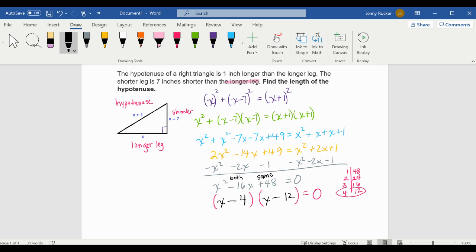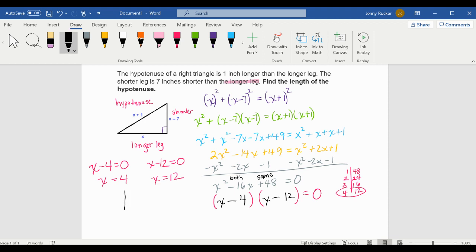Now we'll apply the zero product property. So we'll do x minus 4 is equal to 0, and x minus 12 is equal to 0. So we get x is equal to 4, or x is equal to 12. It looks like we have two possible solutions until we go to check our work and substitute in.